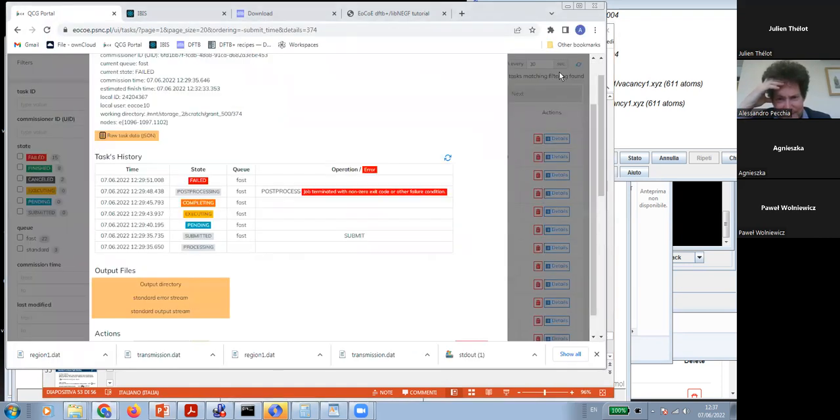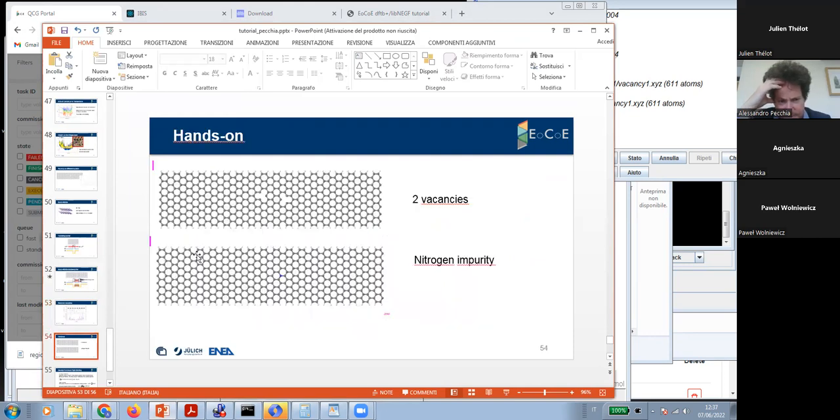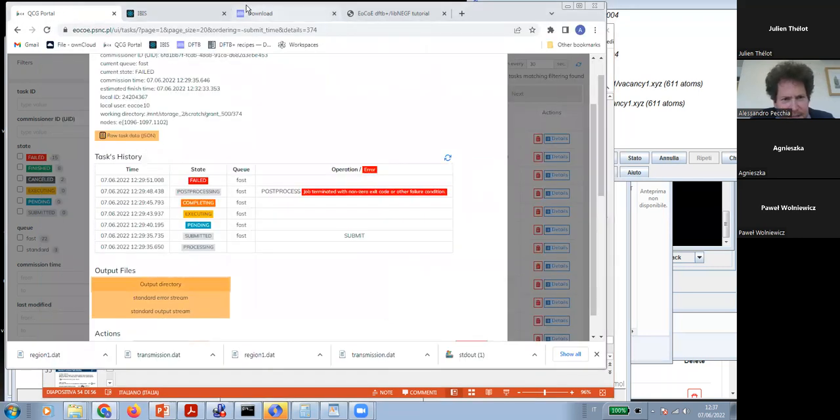At the moment, we need to fix this issue. On the other end, more or less, that is the conclusion. What we can do is play around with putting in defects, nitrogen, not boron, and or other atoms. For instance, there are not so many in the end.